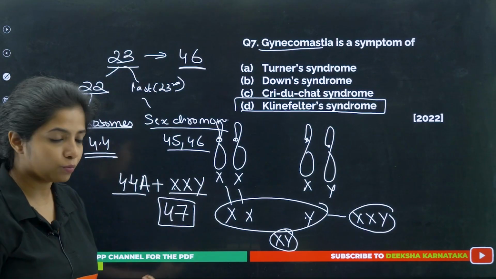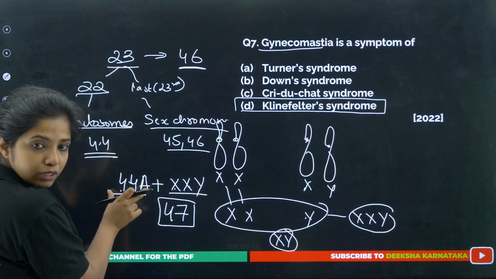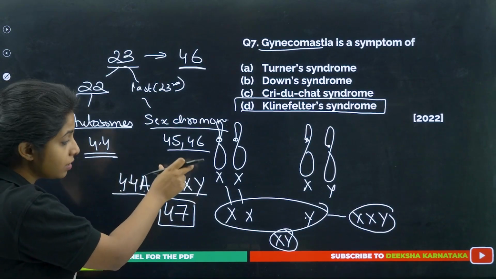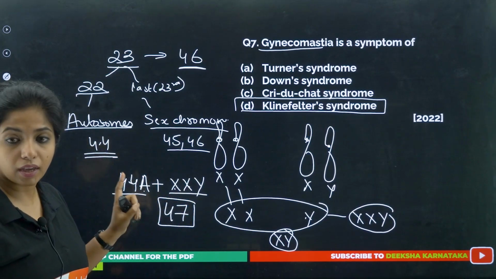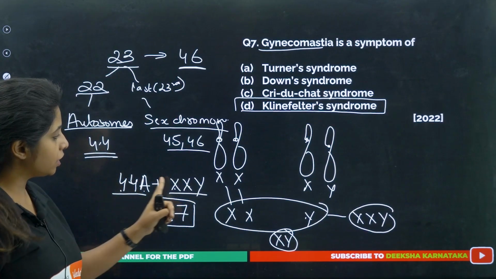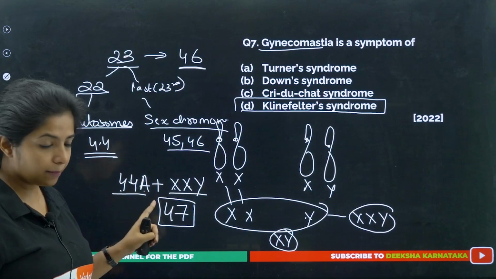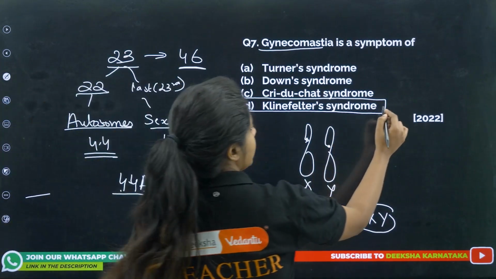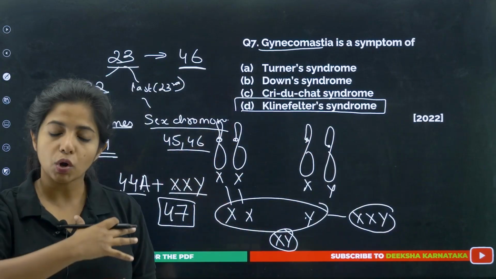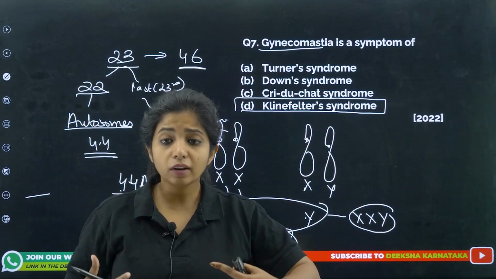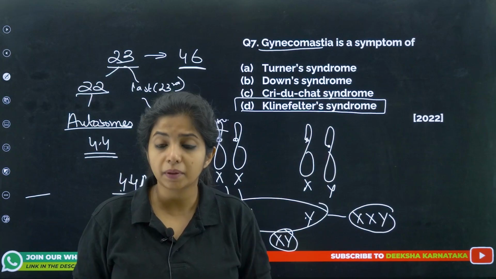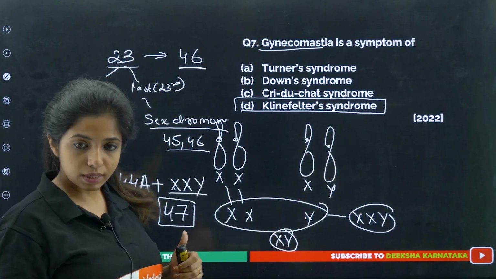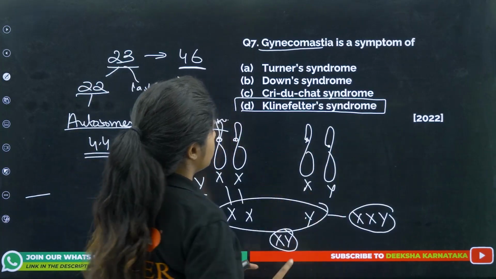There will be one extra chromosome. So do not bring changes over here. The 44 autosomes are fixed. The change is coming in the sex chromosome. So they have 47 in total, and the condition appears like this: 44A plus XXY. Cool. This is Klinefelter syndrome, which usually shows all the male characteristics. Apart from that, certain female characteristics develop. One is gynecomastia, that is development of breast. This came in 2022.